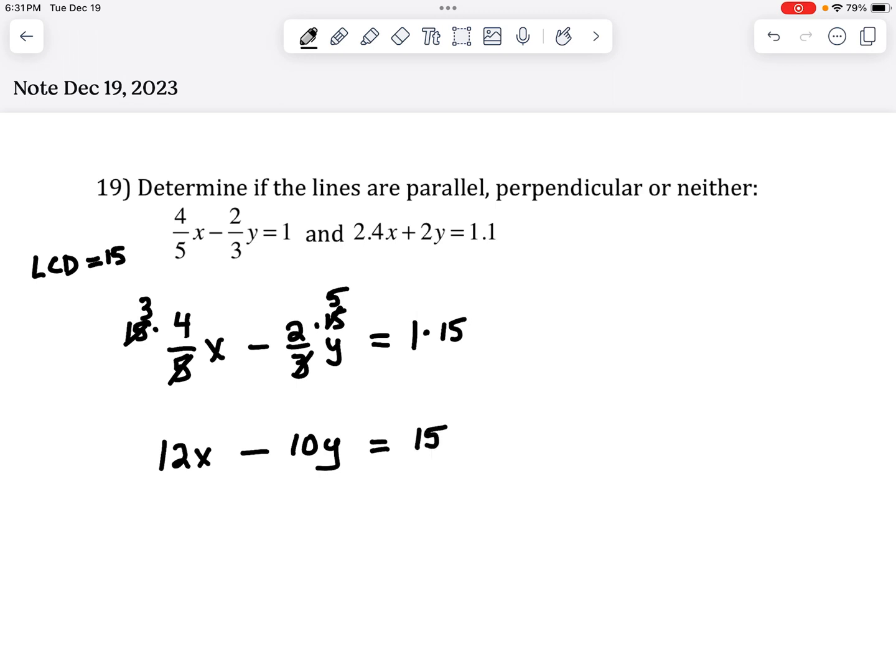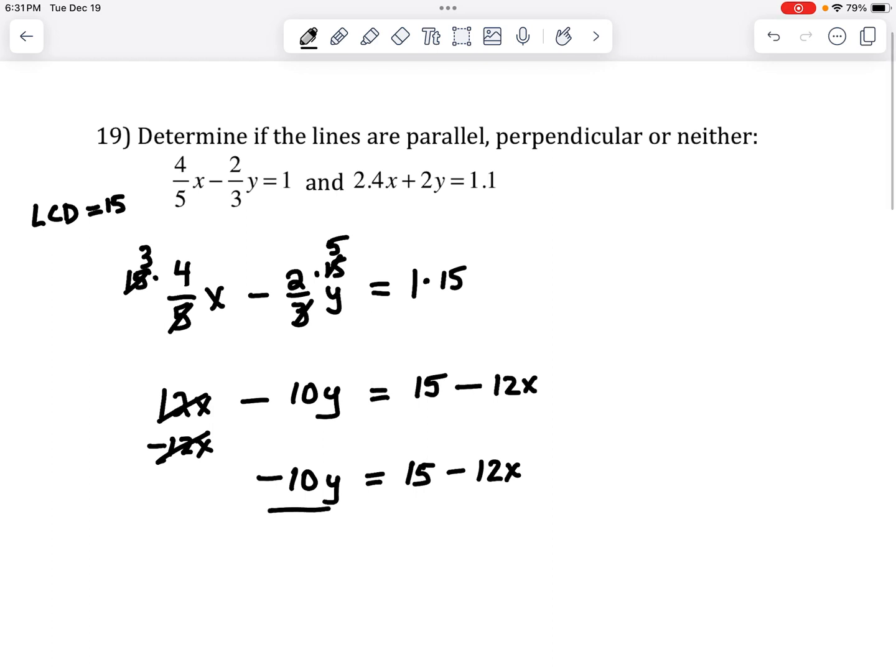Now to solve for y, subtract 12x from both sides. And we've got negative 10y equals 15 minus the 12x. The last thing to do to solve for y is divide both sides by negative 10. Or in other words, divide all of the terms by negative 10. These will cancel. Y equals, and then 15 divided by 10. When you divide by 10, that just moves the decimal over by 1. So that would be 1.5.